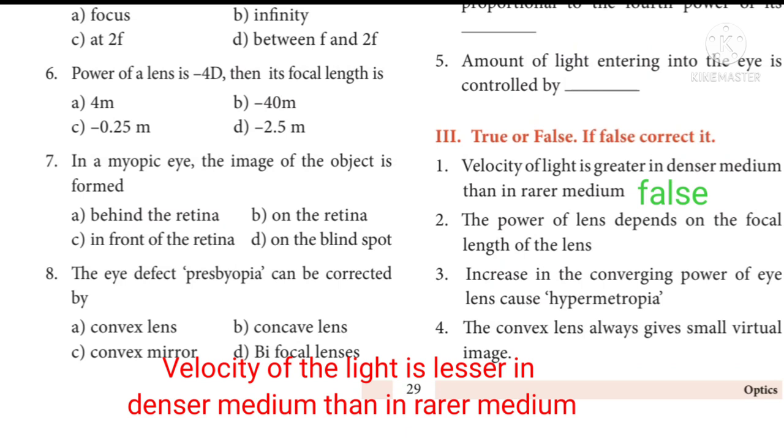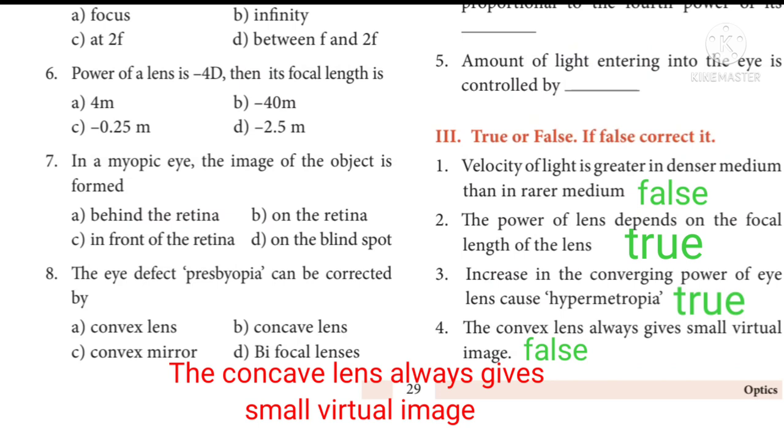Second question: the power of a lens depends on the focal length of the lens. Answer: true. Third question: an increase in the converging power of the eye lens causes hypermetropia. Answer: true. Fourth question: the convex lens always gives a small virtual image. Answer: false. The correct statement is, the concave lens always gives a small virtual image.